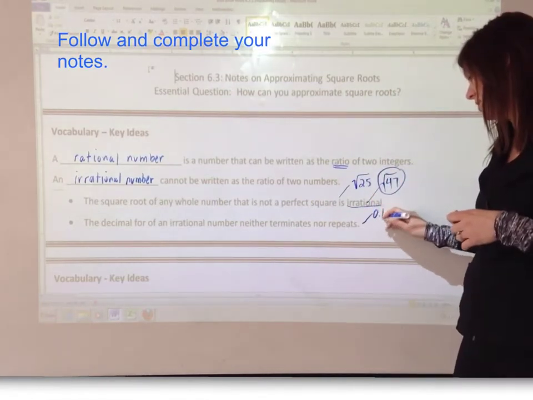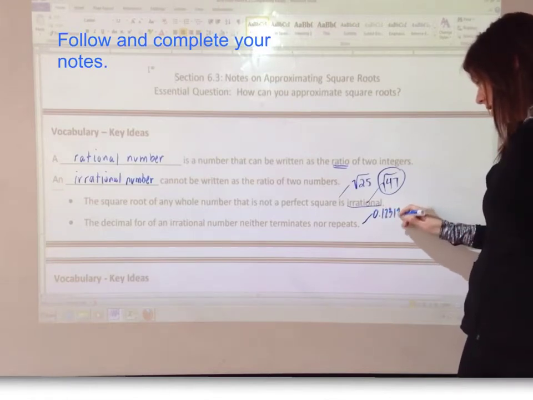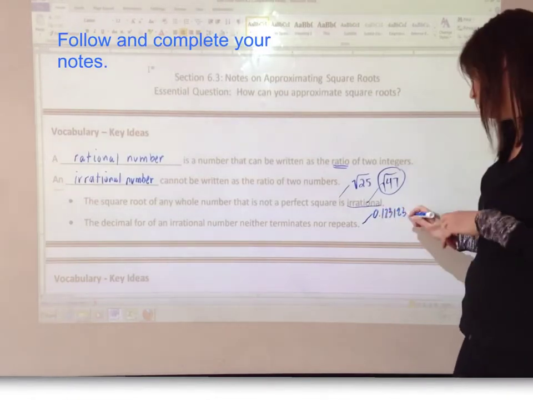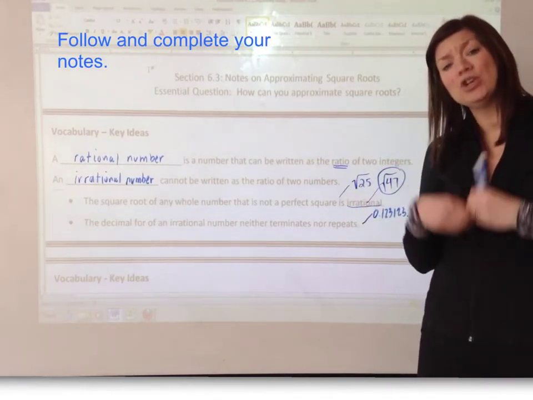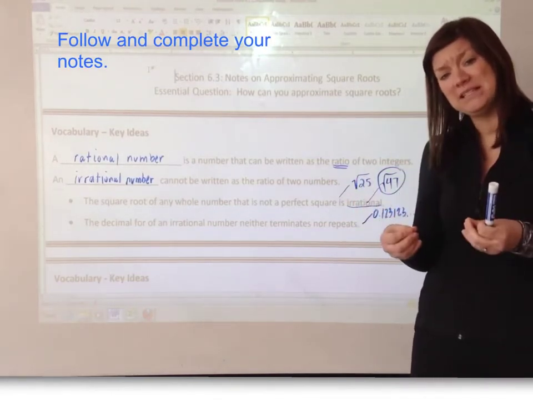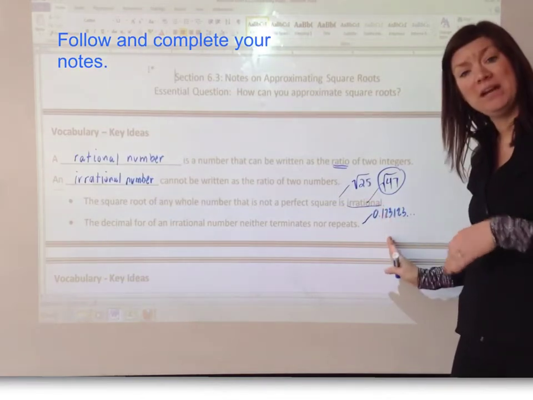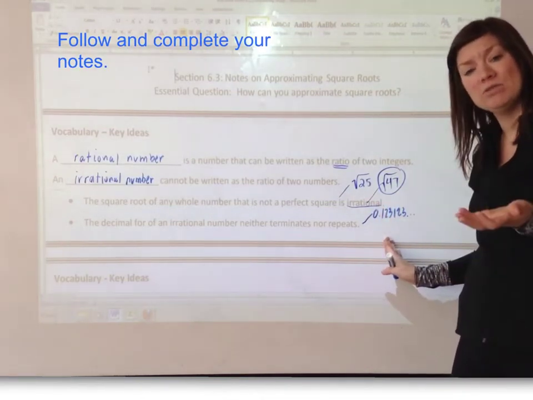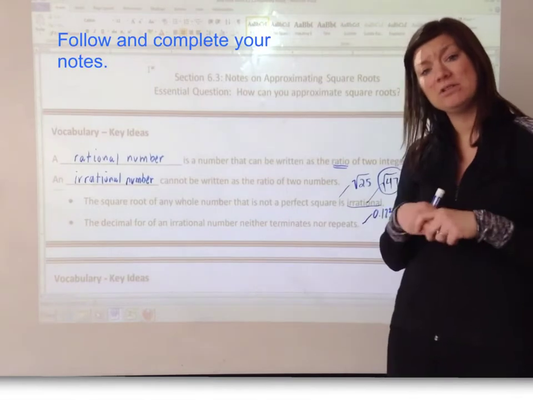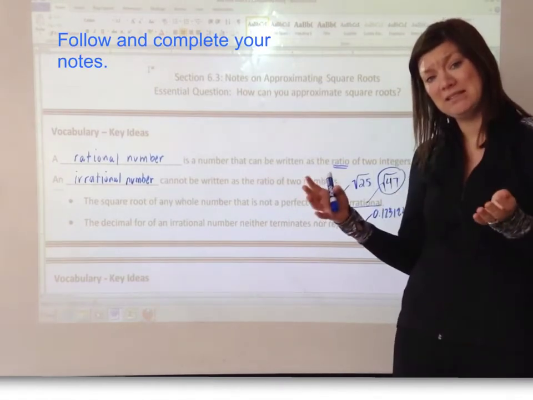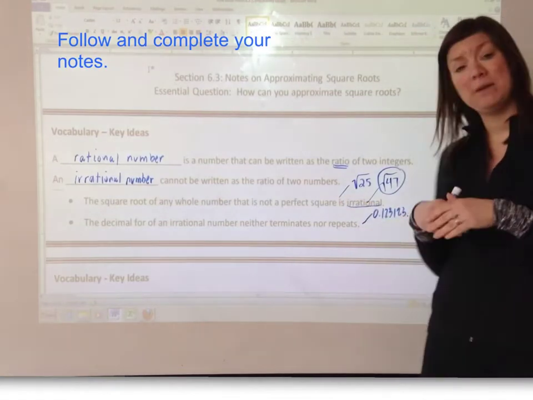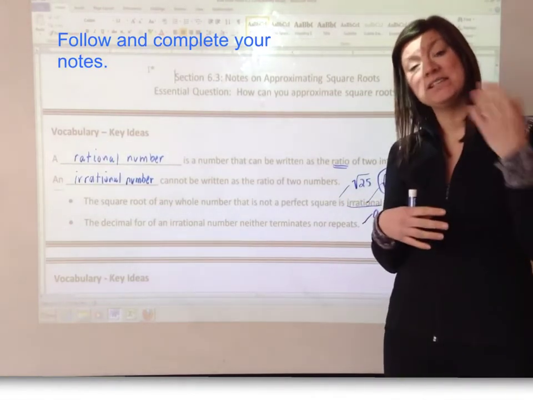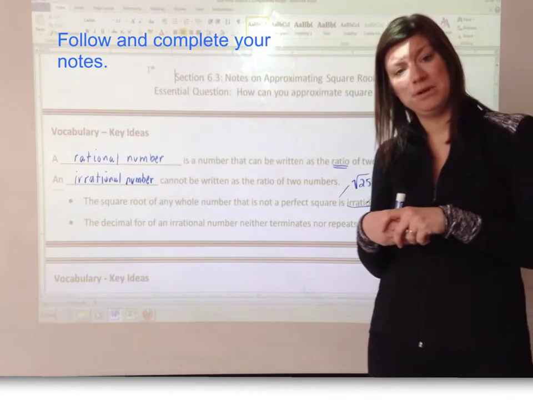So if we look at the decimal conversion of 0.123, 123, 123, 123, since that pattern is repeating, it's considered rational because it repeats itself. Even though it's non-terminating, there's repeating in there. So it's a rational number. Irrational numbers are those numbers that never terminate and never repeat. They need to hold on to both. So now we should be able to classify any number that we look at as a rational number or an irrational number.